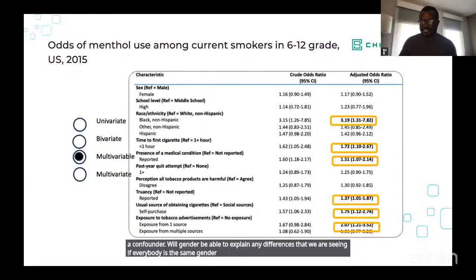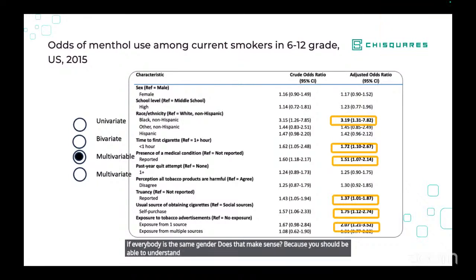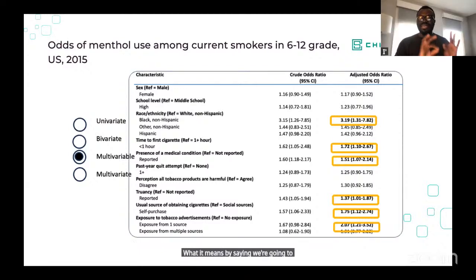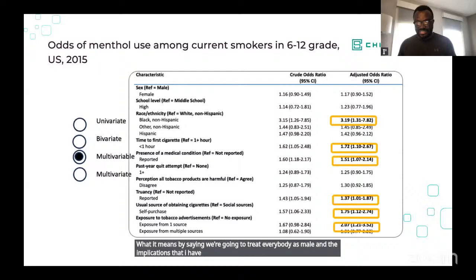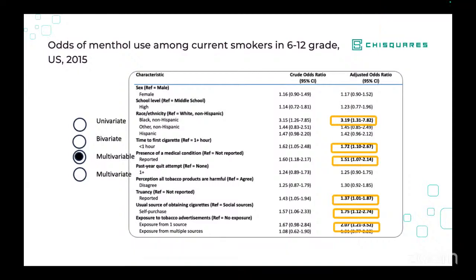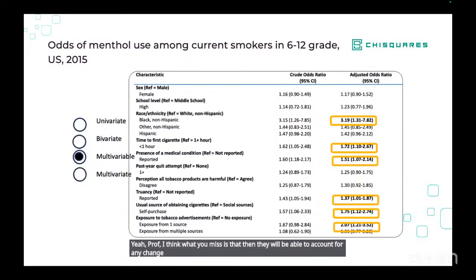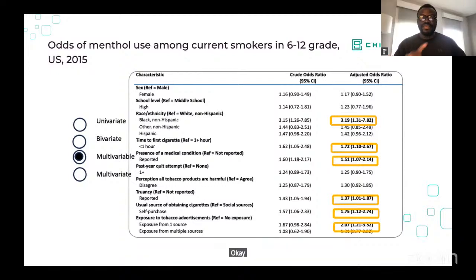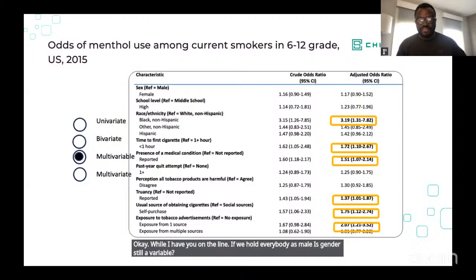Does that make sense? Because you should be able to understand what it means by saying we're going to treat everybody as male and the implications that has for our results. So if everybody's male, what does that mean then? Manuel. Yeah, Prof, I think what it means is that gender will be able to account for any change you are seeing there. Okay. While I have you on the line, if we hold everybody as male, is gender still a variable of interest?